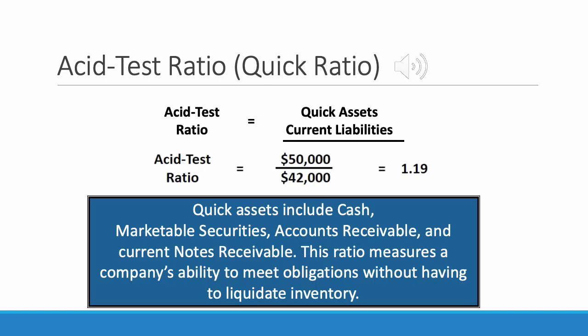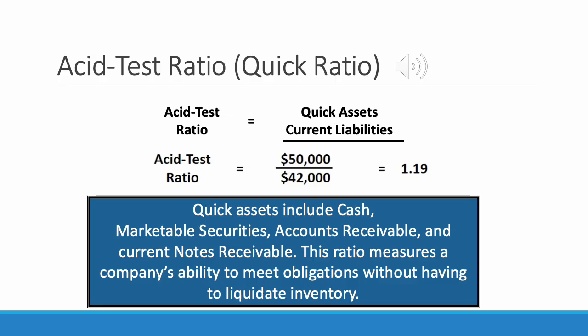The next ratio we look at is the acid test ratio or the quick ratio. This ratio is similar to the current ratio, but it takes out inventory from the calculation. We do this because inventory isn't always easy to turn into cash quickly. Instead, the quick ratio focuses on quick assets, things we can convert to cash fast. These include cash, short term securities, accounts receivable, and short term notes receivable. So the quick ratio tells us how well a company can pay its short-term debts without having to rely on selling inventory. The formula is quick assets divided by current liabilities.